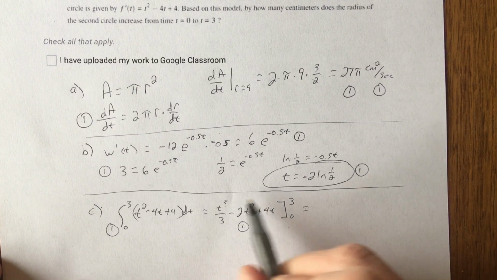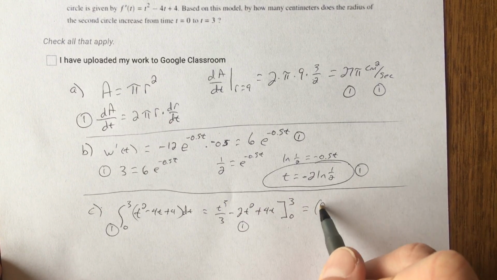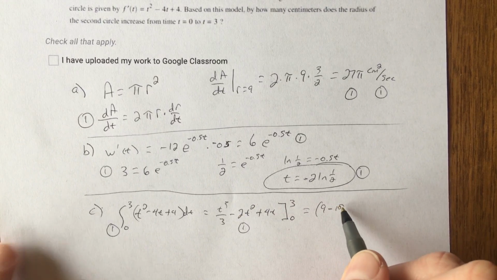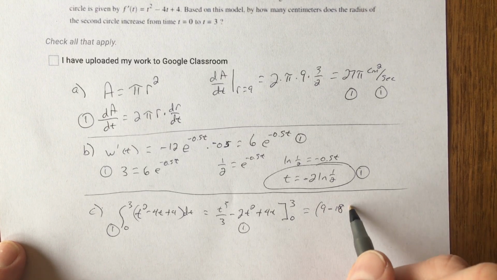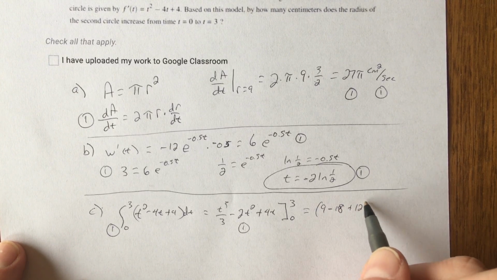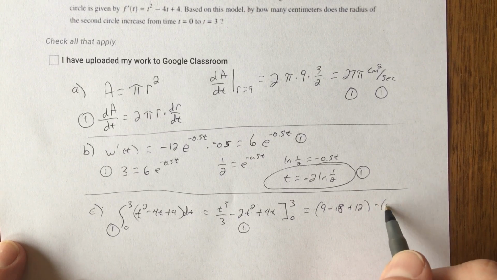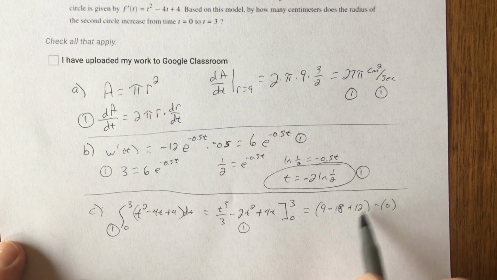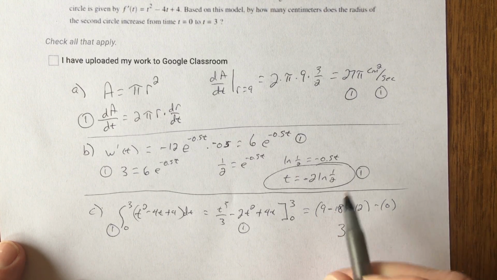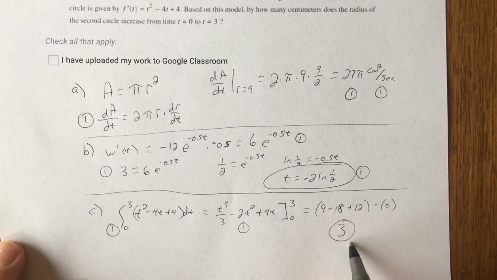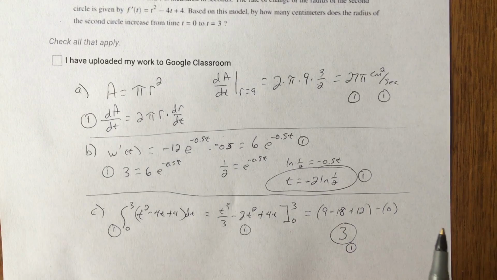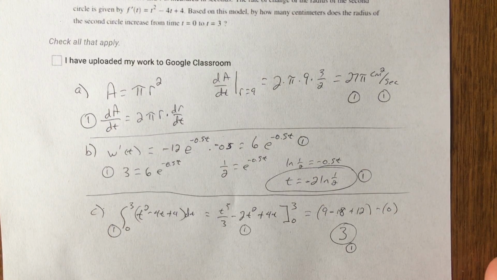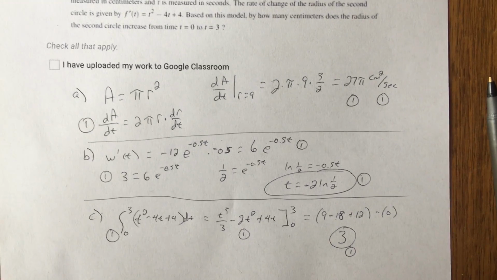And then if you put the 3 in, 3 cubed divided by 3 is 9, minus 2 times 3 squared, so 2 times 9 is 18. And then plus 4 times 3, that's 12, minus, and then the rest of it is going to be 0. So we end up with 9 minus 18 plus 12, that ends up being 3. And if you had 3 as your answer, that was worth a third point. So not too bad. Again, you just got to understand in each case what they're asking you to do. But otherwise, you could get a lot of points on this one.